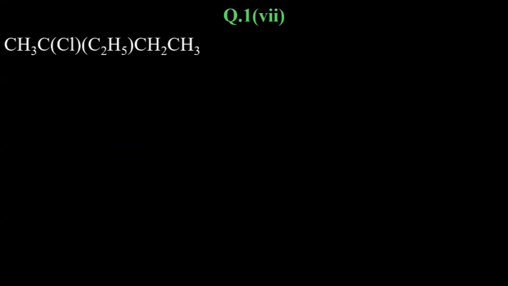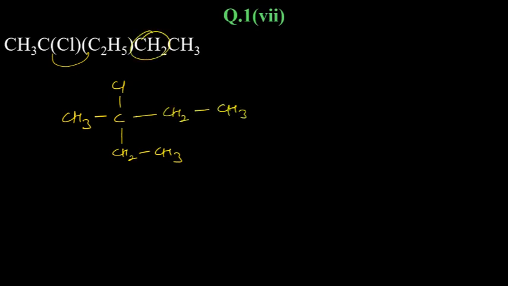Next one. This one, if you expand it: CH3, C, on this C you have chlorine, then on this C you have C2H5 also, CH2, CH3, then you have CH2 and CH3. Here it is easy to find the longest chain. The longest chain will be this one. It has considered the carbon which has the halogen. So the rule is that the carbon which has halogen should be in the main chain.